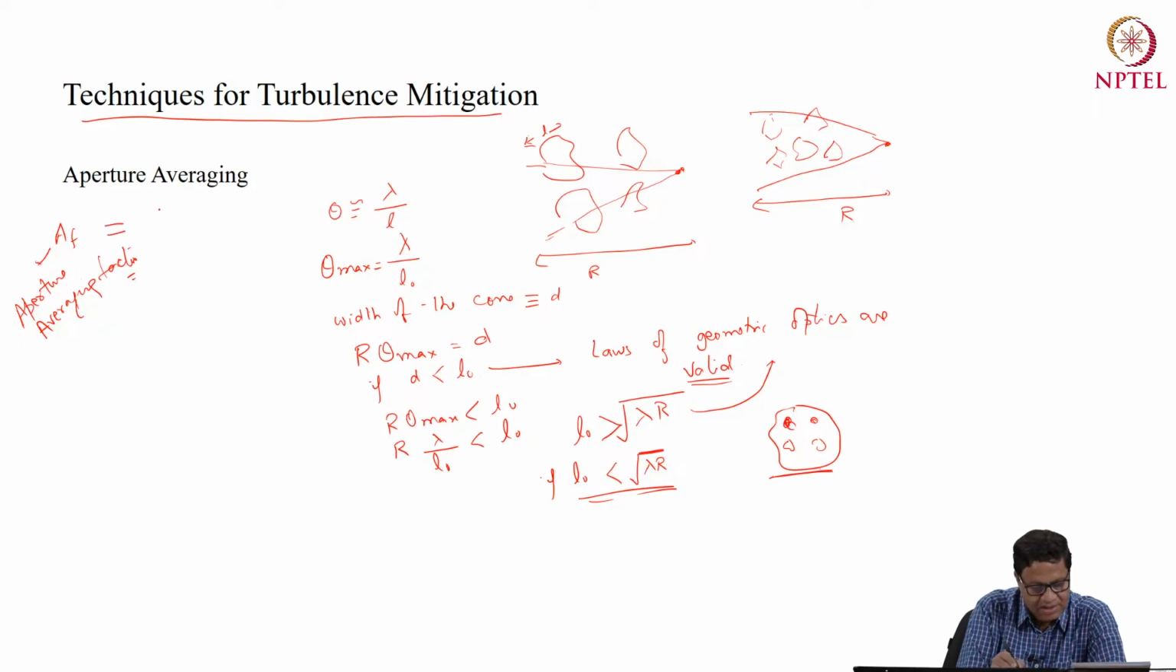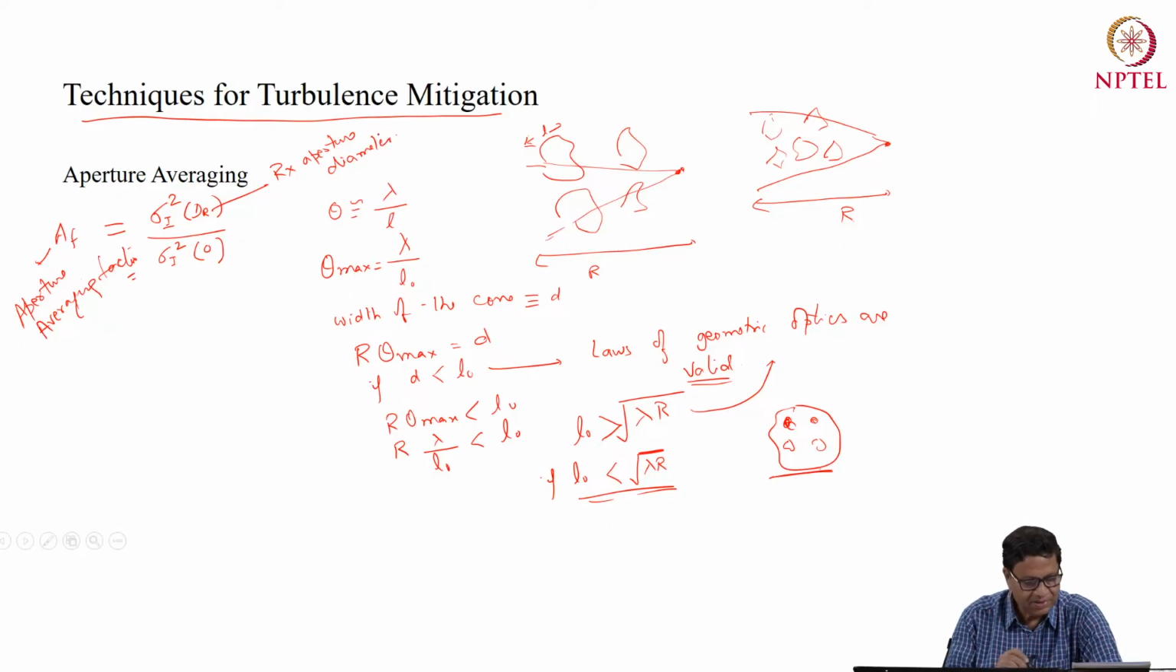This can be defined as the scintillation index when you have a wide receiver having receive aperture diameter dr, divided by the scintillation index when you have a point receiver, which I denote with 0. This is how the aperture averaging factor is defined, the ratio of the scintillation index when you have a Rx aperture diameter of dr to the scintillation index for a point receiver.